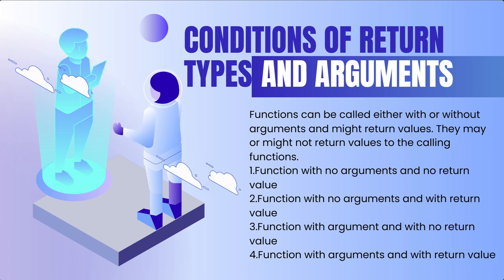Okay, I hope it is clear. Next is function with argument and with no return value. Argument and no return value. So this type of function accepts input from the calling function but does not return anything to the calling function.